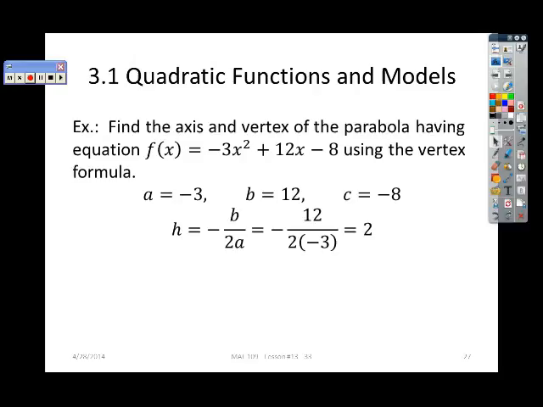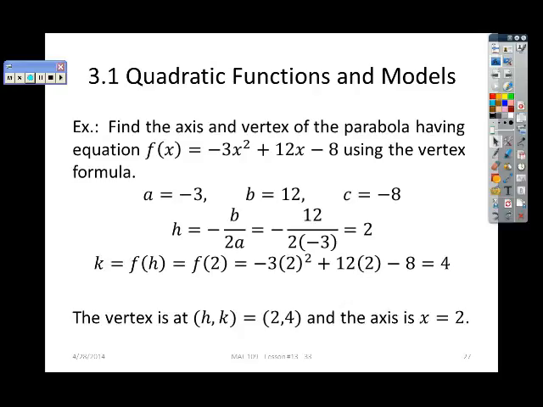Then I'm going to take 2, and plug it back into this function, in place of x. f of 2 will give me the y value of the vertex. So I'll put 2 into my function. That gives me this. If I do that arithmetic, I get 4. So 2 comma 4 is the location of my vertex. The axis of symmetry is x equals 2. No other calculation required once you know where the vertex is.